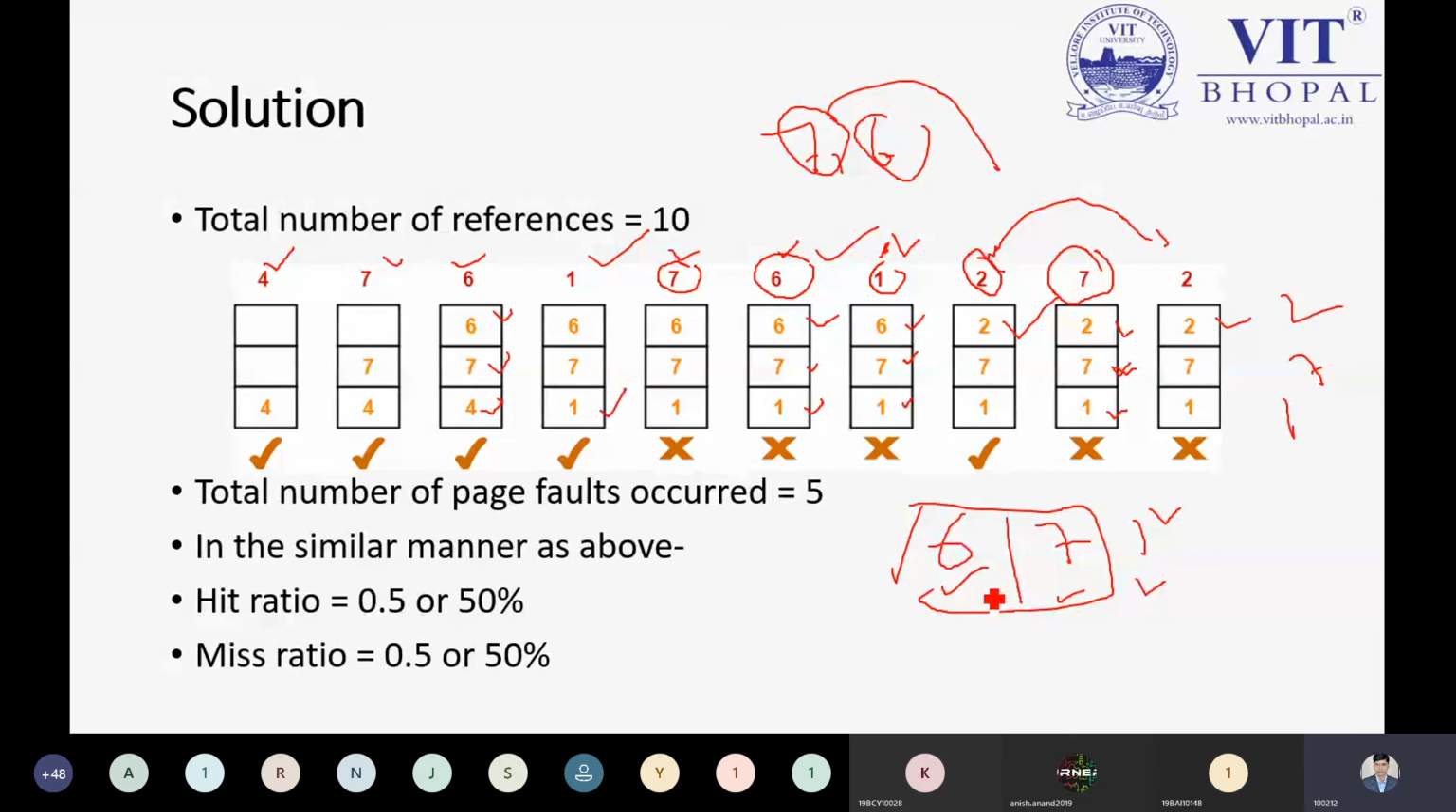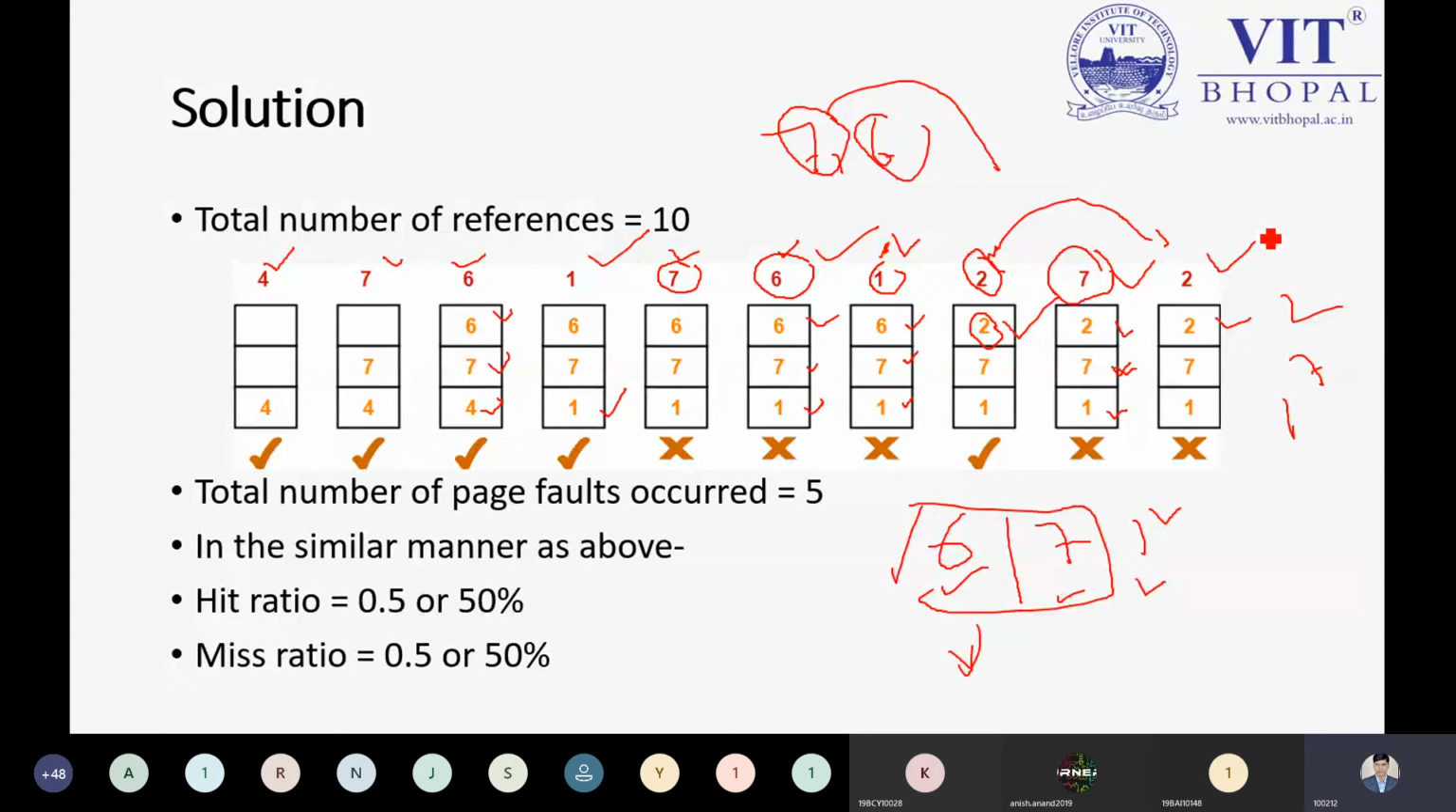Now come to the 7 part or 6 value part. 6 could be the next page. Okay, because it is in our list. But sorry, 7. 6 is the only value which is not a part of our list for the coming pages. So we will replace this page. So that's why it is replaced over here. And 7 is occurring a fault and 2 is occurring a fault.